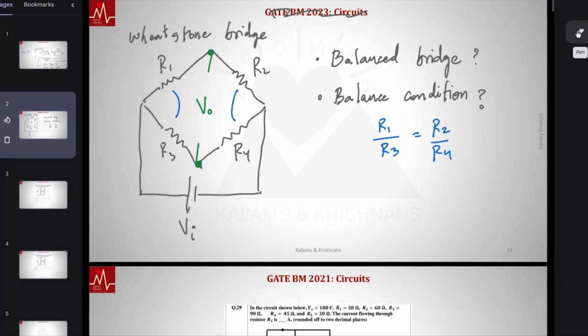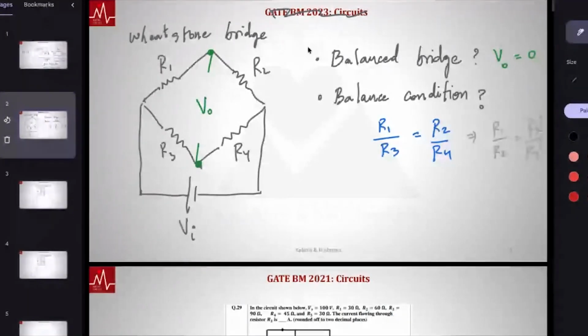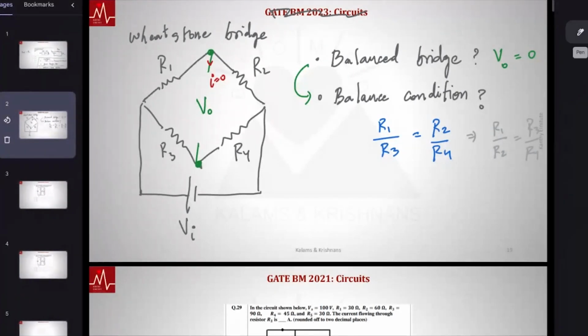Okay, this is a balance condition, but what do we mean by balance here? Can someone also say that? This also implies R1 by R2 equals R3 by R4. No voltage generated. A balanced bridge essentially says V out is 0. Now there is no voltage generated, and we also presume that if we were to connect a meter here, there is no current here. I equals 0. There isn't any current flowing in this bridge. I bridge is 0.